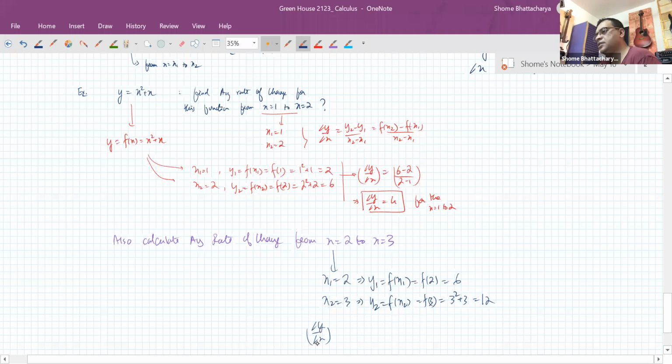So delta y by delta x will become 12 minus 6 upon 3 minus 2. So that will become 6. Okay. So this becomes the value of delta y by delta x for x equal to 2 to 3.